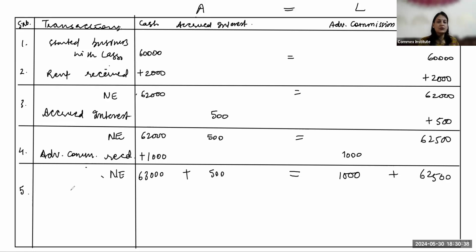Moving on to the last transaction, amount withdrawn. So amount withdrawn is nothing but drawings. So decrease from the cash, decrease from the capital. The drawings will reduce the capital. And the final new equation.